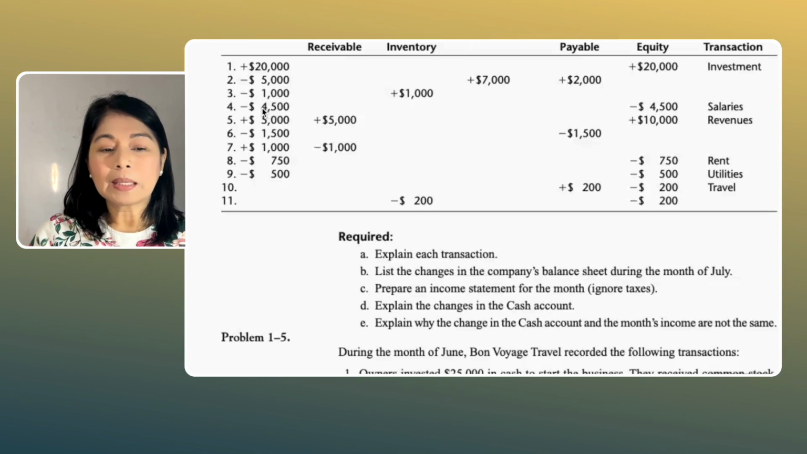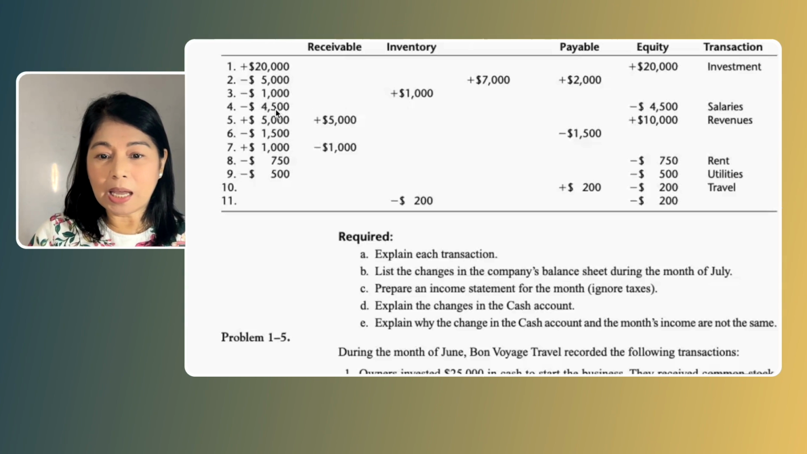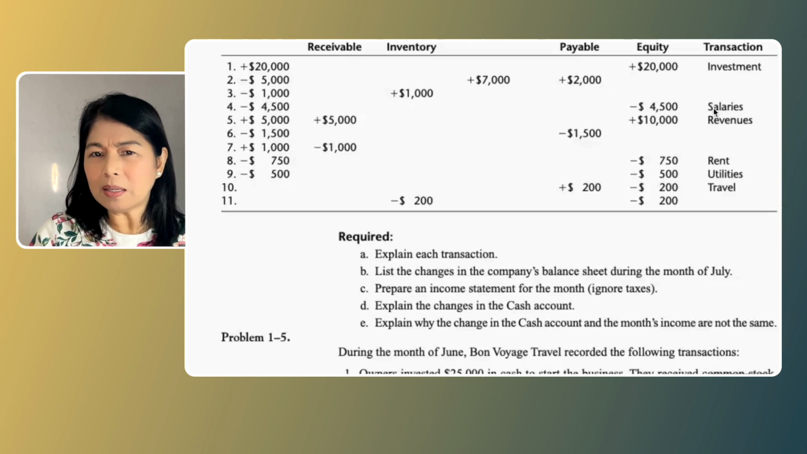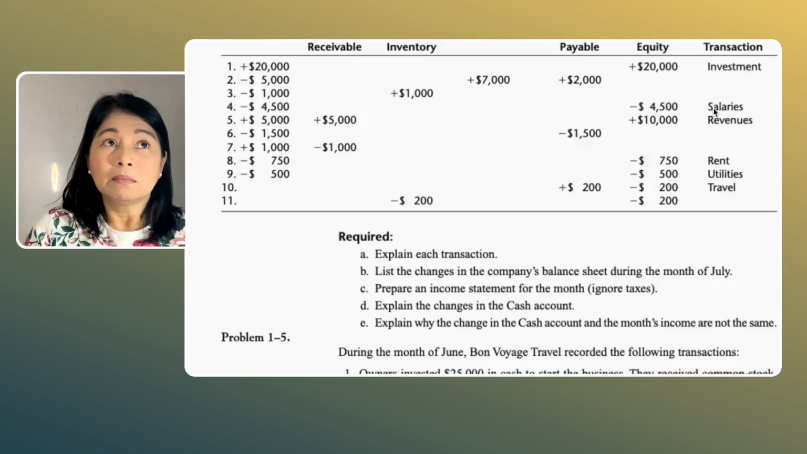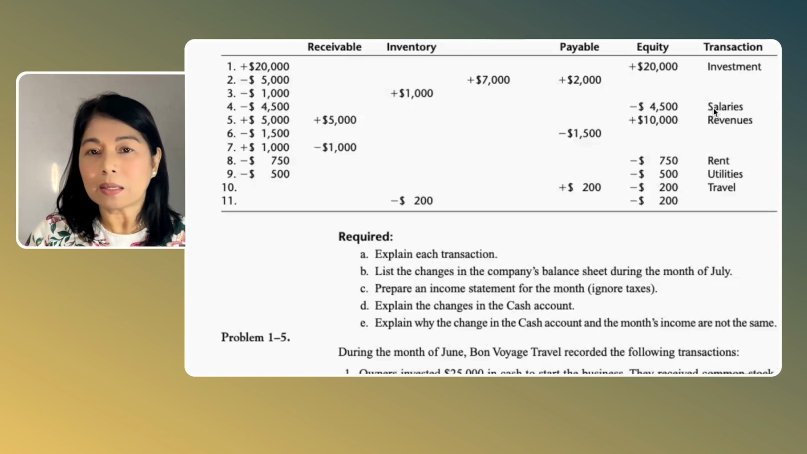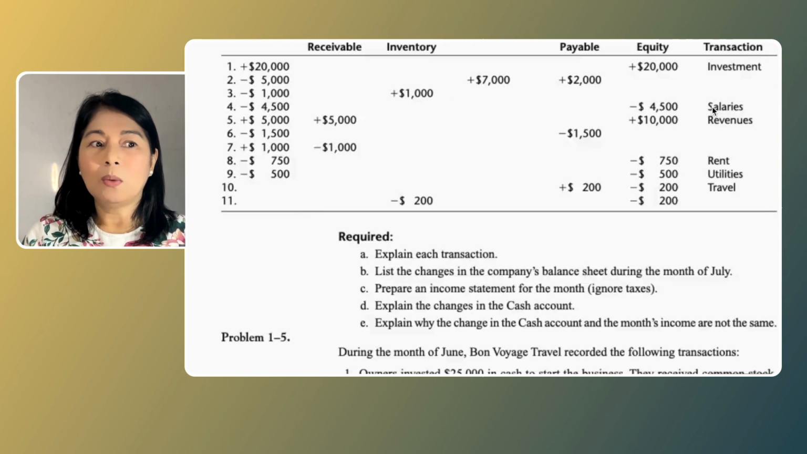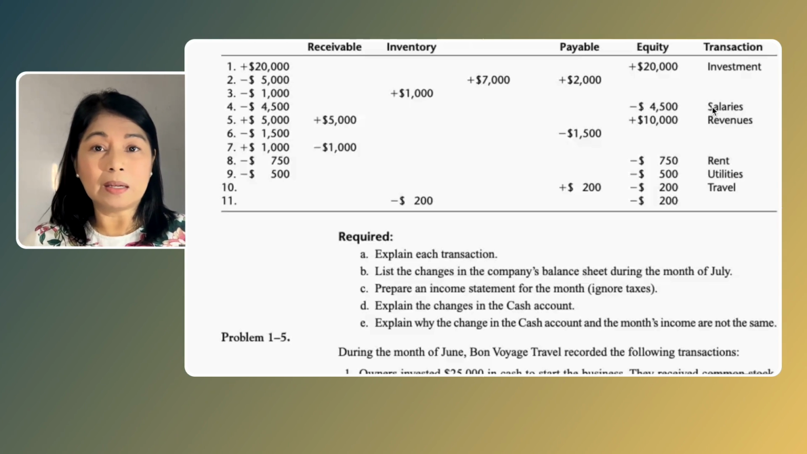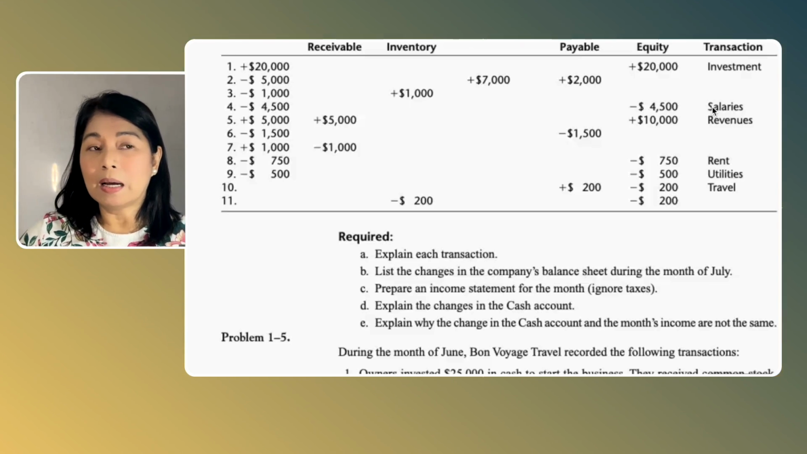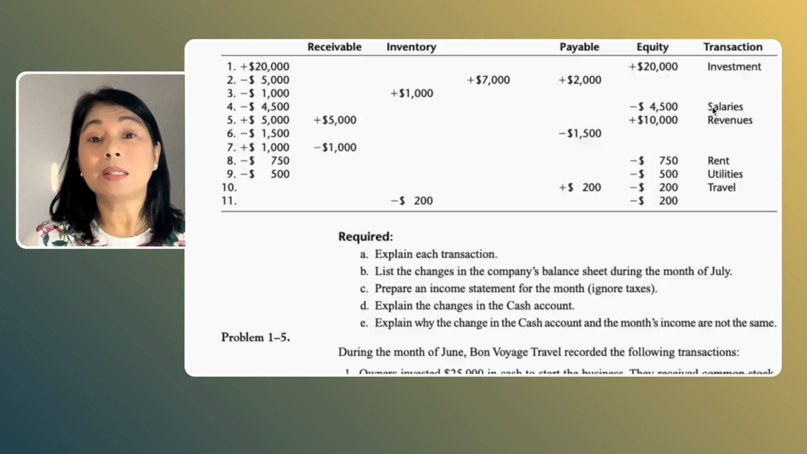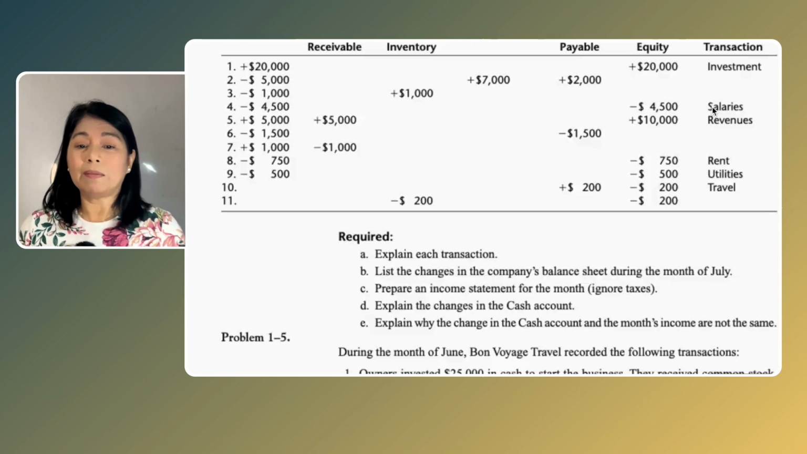Number 4, negative 4,500 in cash, negative owner's equity, and you can say salaries. The owners get salaries. Yeah, they can agree. If this is like a partnership, they can agree. Okay, let's start a business. And every month, we really have to work hard. And every month, if there's a profit, we can just get salaries out of that profit. We can pay ourselves. They will decide. We can pay ourselves salary.